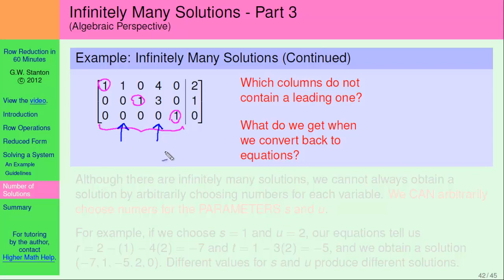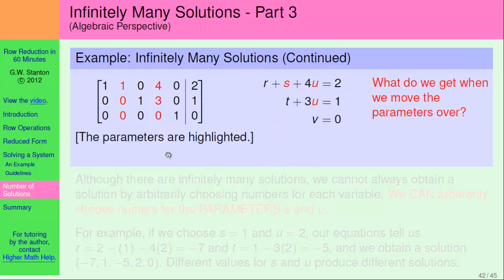And what do we get when we convert back to equations? Just what we had before, except that now we've singled out columns 2 and 4, which correspond to the variables s and u, and we know that those variables are going to be what we call our parameters. The next step is to move the parameters over to the other side of the equation.